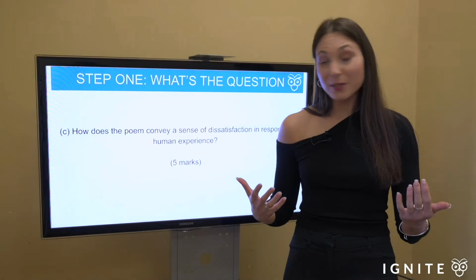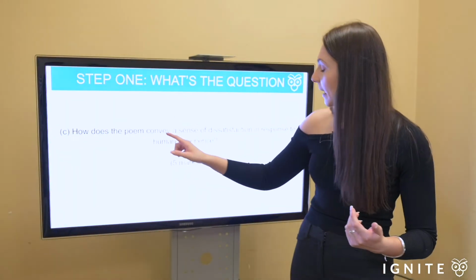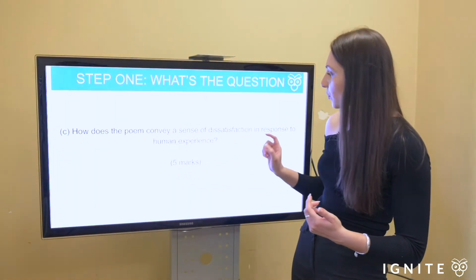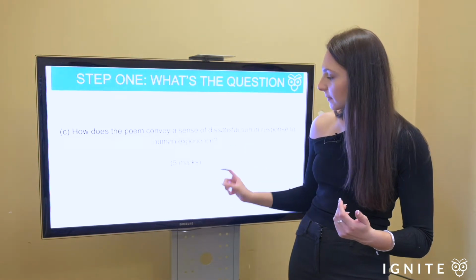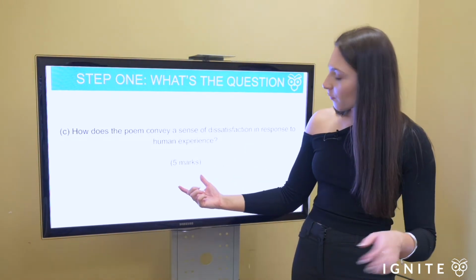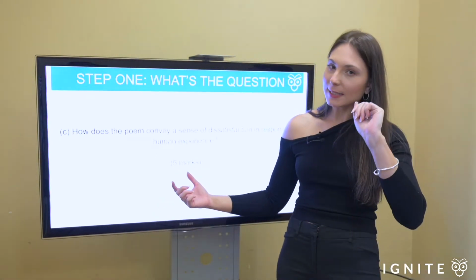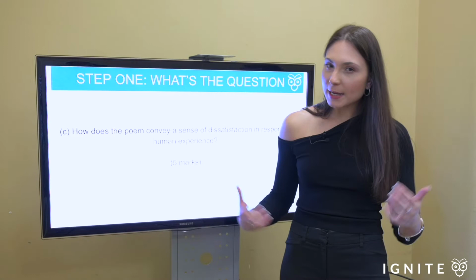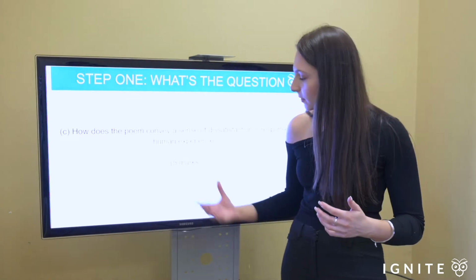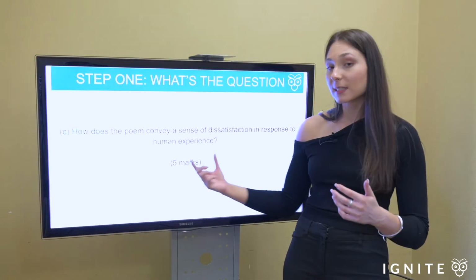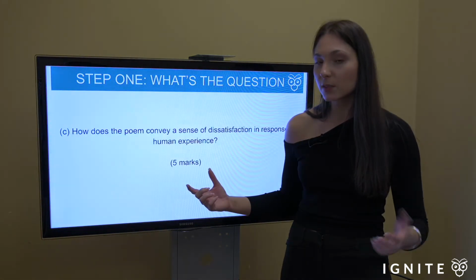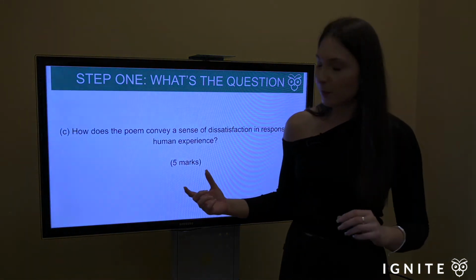So here's our question. How does the poem convey a sense of dissatisfaction in response to human experience? And it's 5 marks. So if I'm in an exam, the first thing I'm thinking is, okay, 5 marks, we're looking at about 10 minutes. How much evidence do I need? How many quotes am I taking from that text? For 5 marks, I would say marks minus 1 is the total number of evidence, so you're looking at about 4 quotes from that poem.